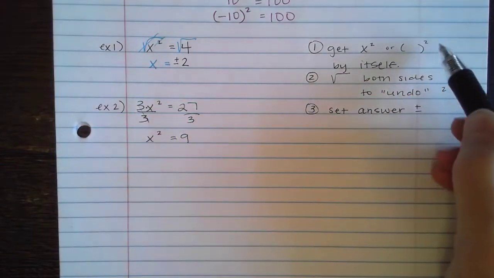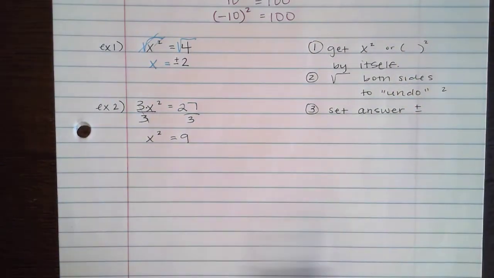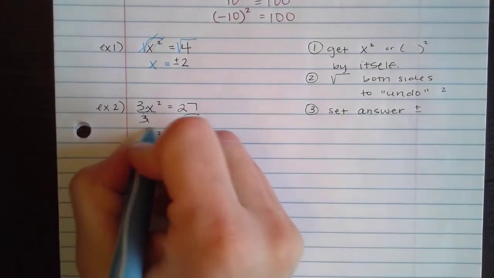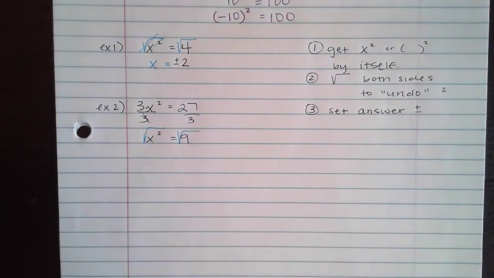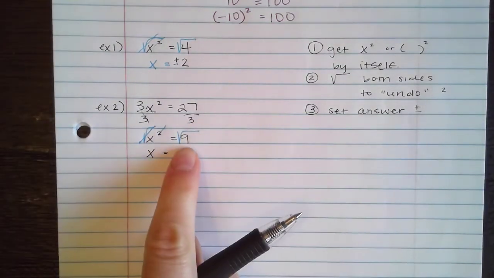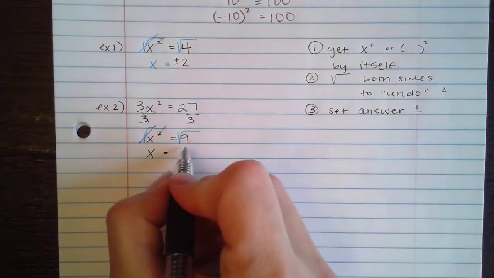Hey, we did it. We got the x squared by itself. Next step, square root both sides. I'm going to use that blue again. Why did I square root it? It's because it undoes that squaring, and I'm left with just an x. And what is the square root of 9? The square root of 9 is 3.